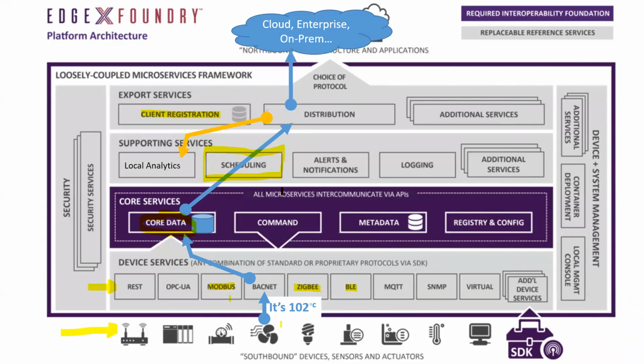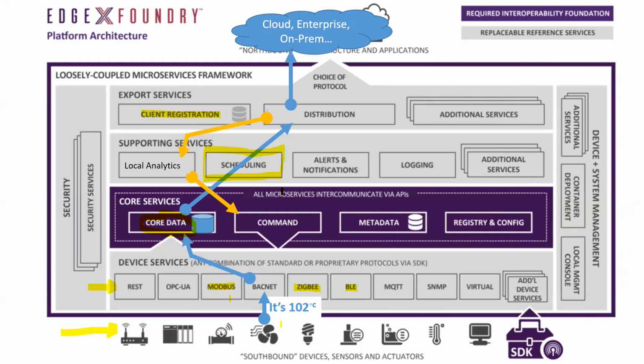EdgeX provides a rules engine by default, but if you have what we call edge intelligence or some mechanism that you want to look at the data coming up from sensors and make decisions, it would be hosted in this rules engine or local analytics box. So the distribution service gets the data coming up from sensors, from core data, to not only the clouds of the world, but also gets it to the analytics or the intelligence based at your edge, based in EdgeX.